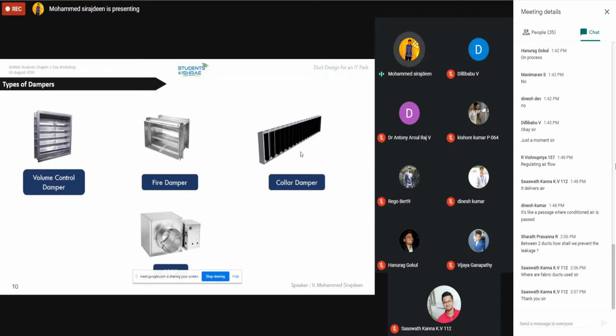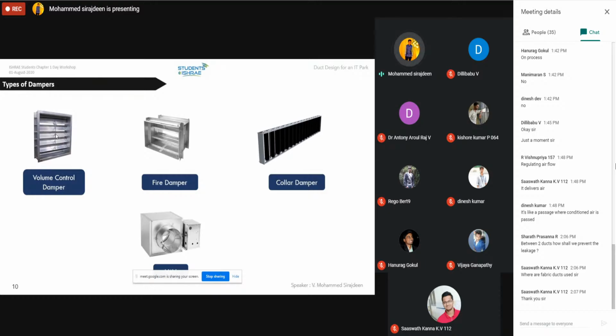You just browse what types of dampers are available in the market and what the purpose of dampers is. Why, if we use a motorized damper, what will happen? Those kinds of things, you just surf and get more knowledge. Okay, volume control damper is generally used on branch ducts or main ducts to control the flow. See what will happen if we dump the entire air in a duct.